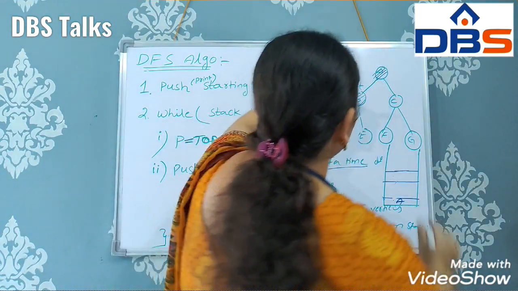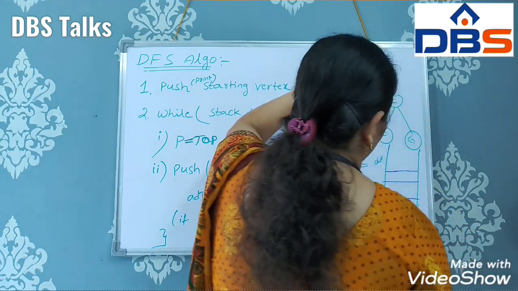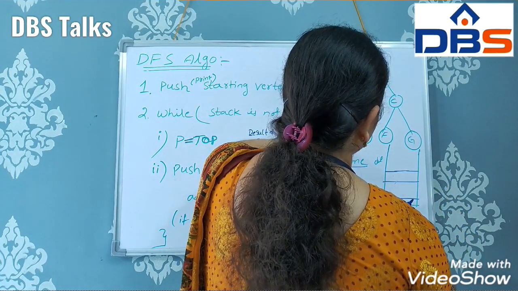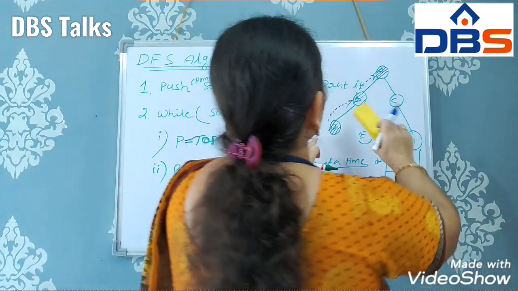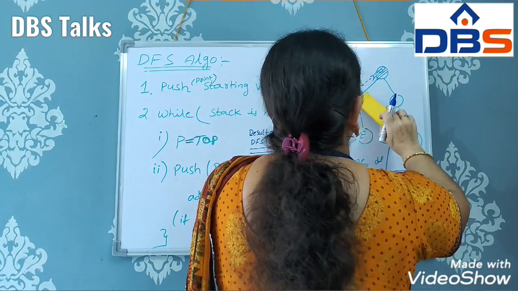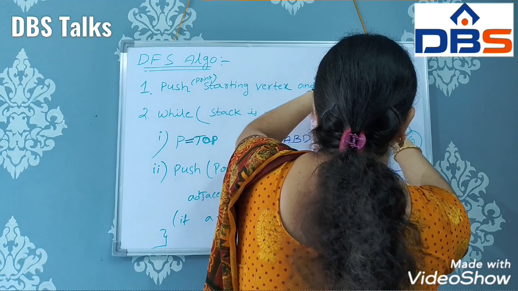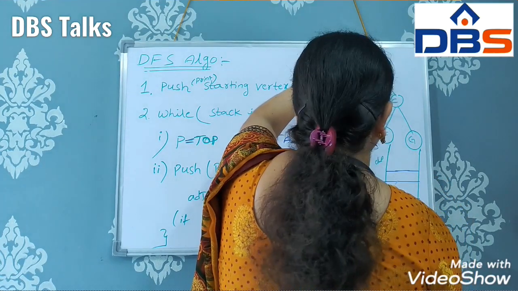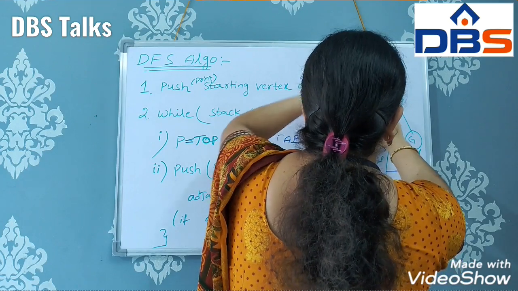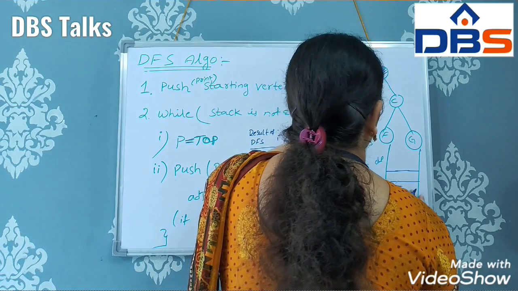From B, where do we have to go? To the next element. What is the next element? A. A is the next element. Here we can observe that from D we are having B.